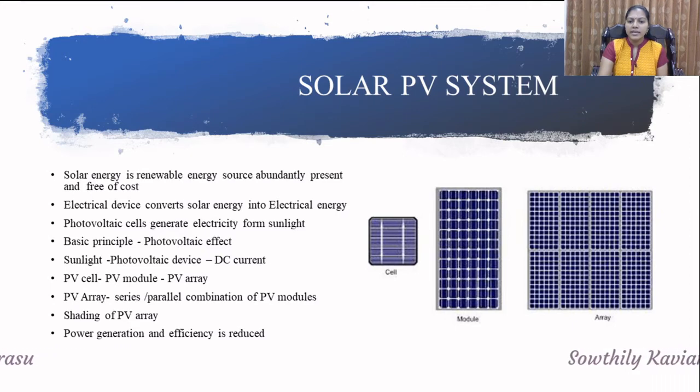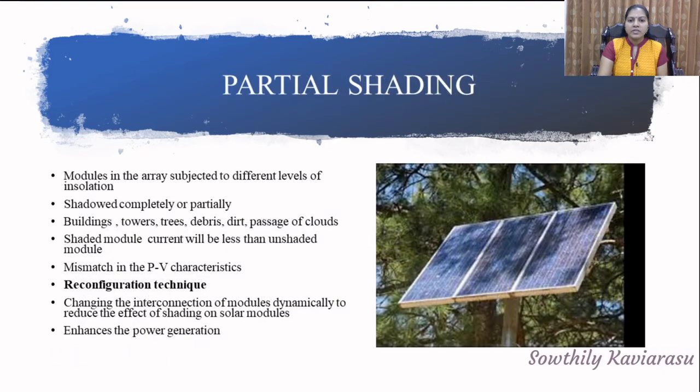See here in the diagram you can see a single cell and a group of cells connected in series and parallel to form a module. A group of modules is connected to form a PV array. Here we are focusing on the partial shading of the PV array system. This partial shading reduces the power output, and efficiency also gets reduced. So we will see about partial shading.